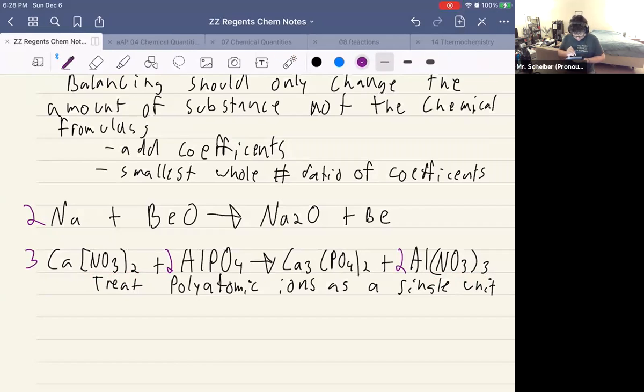Okay, and let me just double check to see how I'm doing. 3 Cas, 3 Cas. We have 6 NO3s, 6 NO3s. Good. 2 Als, 2 Als, good. 2 PO4s, 2 PO4s. Look at that. Because I treated these polyatomic ions as a single thing, it made this so much easier. Okay, so that's my hint to you. Balancing just takes practice, practice, practice.